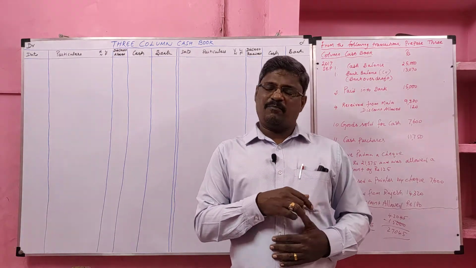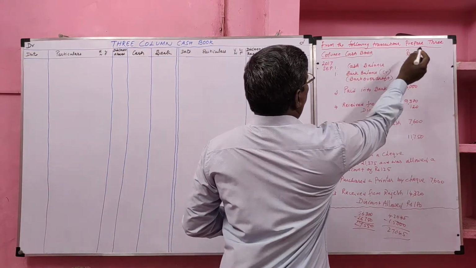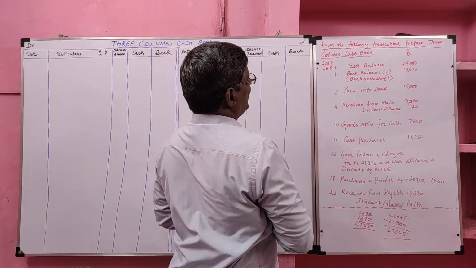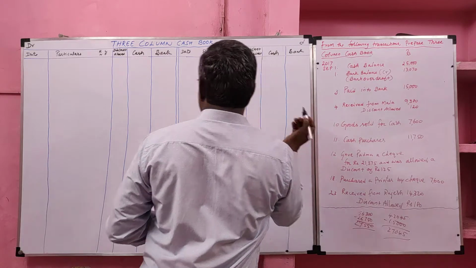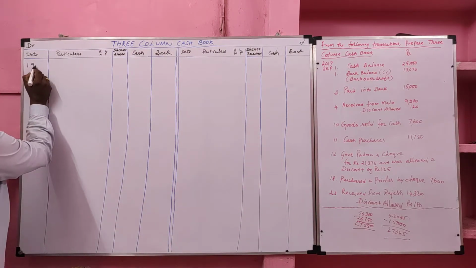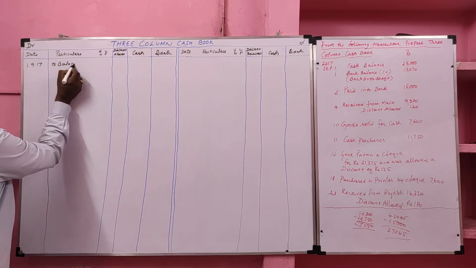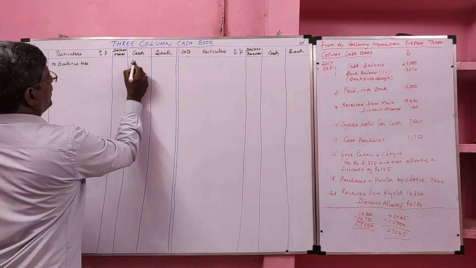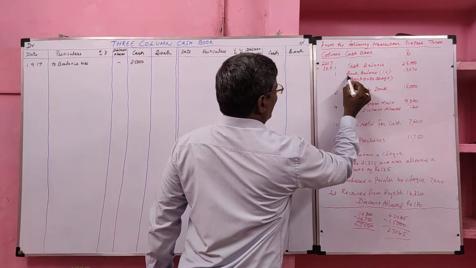Let me show the problem. From the following transactions, prepare a 3-column cash book. 1st September 2017, cash balance. Cash balance will be recorded on the debit side, in the cash column. Next we have bank balance credit.